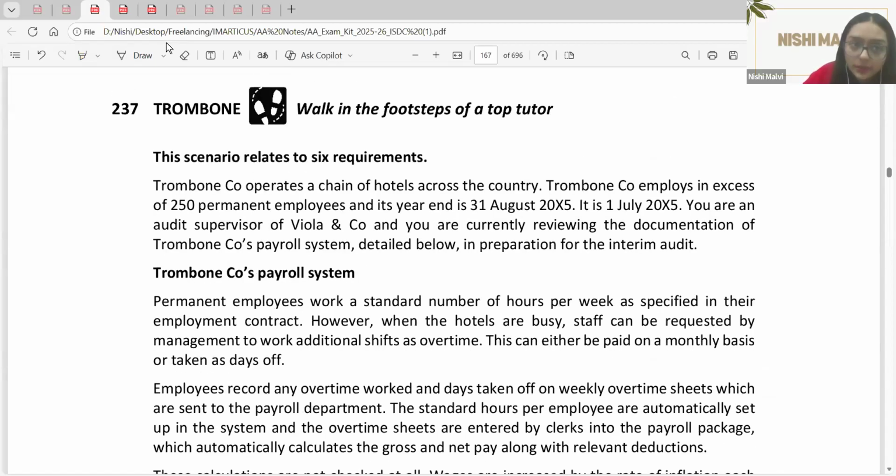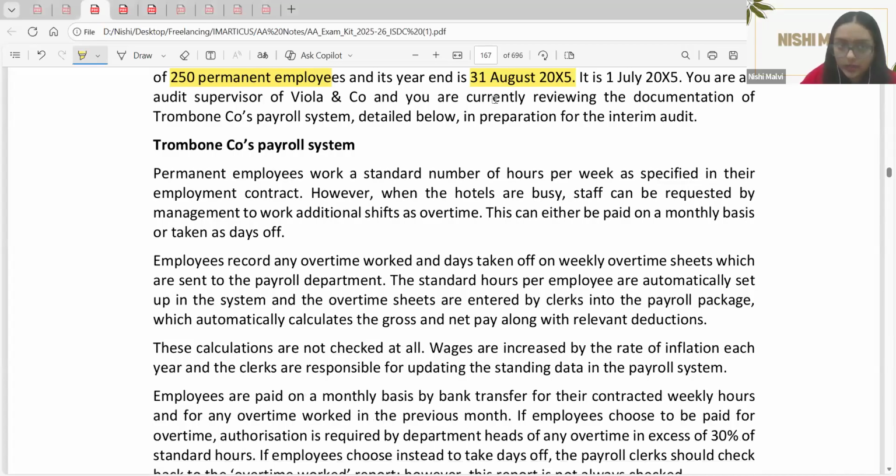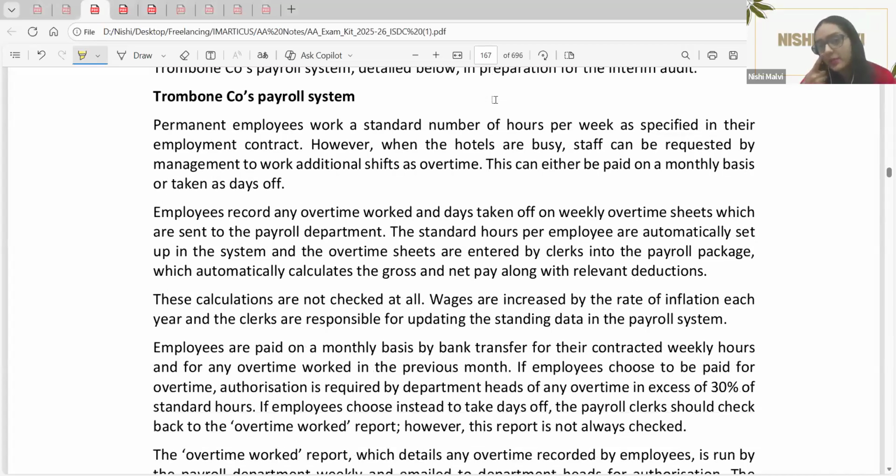Now, Trommel Company operates a chain of hotels across the country. Trommel Company employs in excess of 250 permanent employees and its year end is 31st August 2085. On 1st July, you are an audit supervisor. You are currently reviewing the documentation of Trommel Company's payroll system, detailed below, in preparation for the interim audit. Payroll system: permanent employees work a standard number of hours per week as specified in their employment contract.